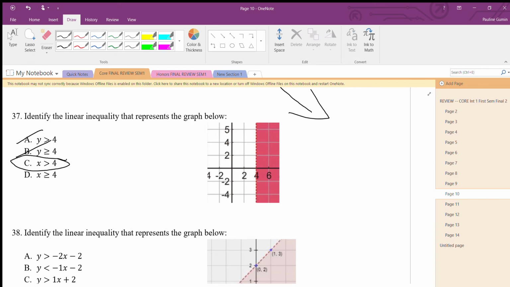A trick that I use, see that solid line underneath letter D? If you see a solid line on your graph, it's going to be an inequality with a solid line underneath, an or equal to.